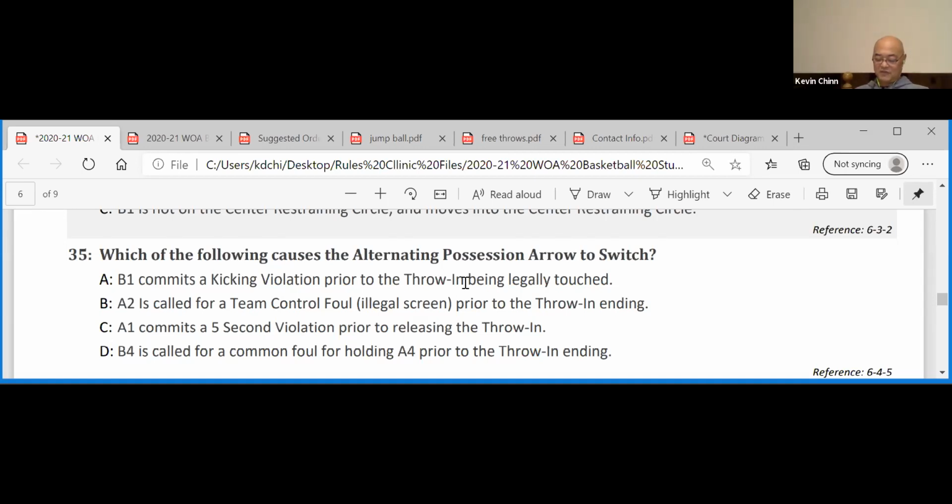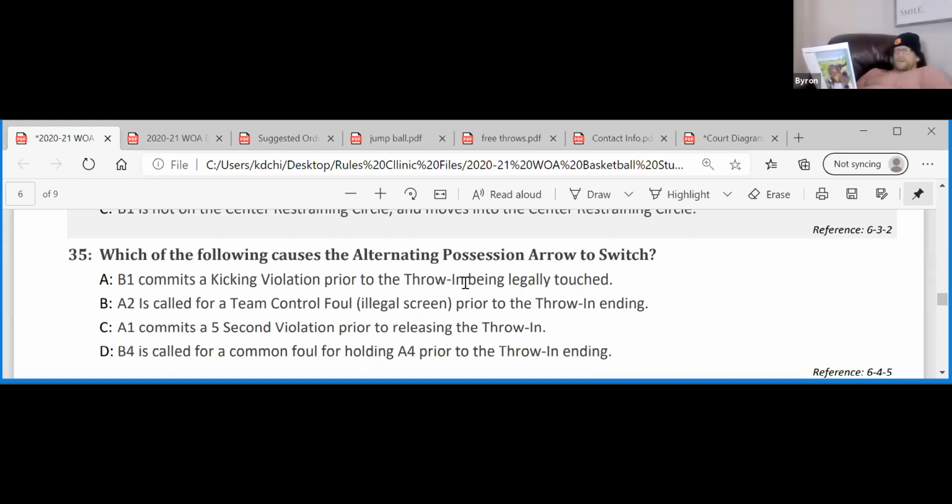A1 commits a 5-second violation prior to releasing the throw-in. So A's throwing it in. You got a count going: 4, 5, tweet. A's still holding the ball because they didn't throw it in. Who gets the ball? B does, because of the violation.